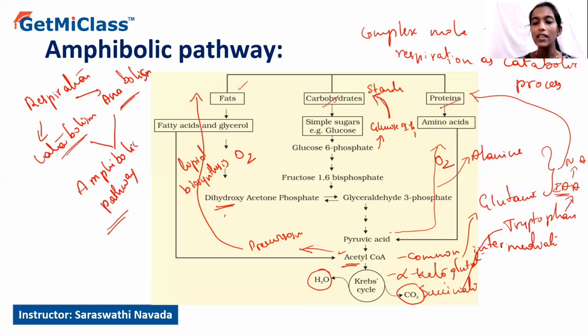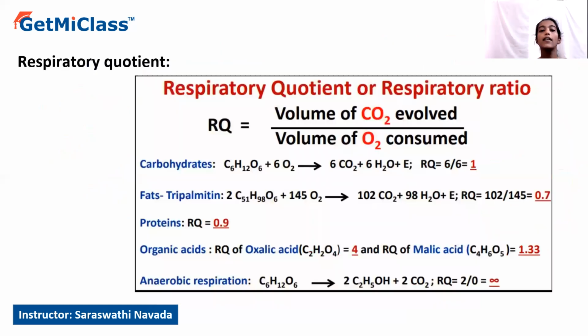So in the next part, we'll be discussing respiratory quotient. So what is this respiratory quotient? Respiratory quotient can be defined as the ratio of the volume of carbon dioxide evolved to the volume of oxygen consumed. So that is called respiratory quotient. For different respiratory substrates, the respiratory quotient will be different.